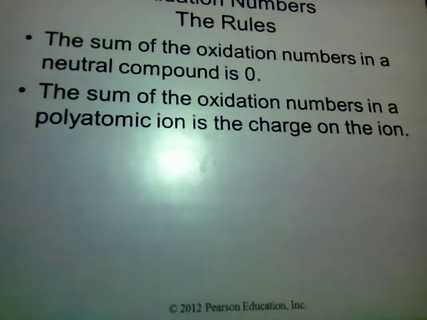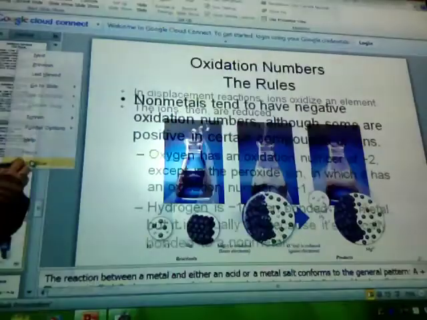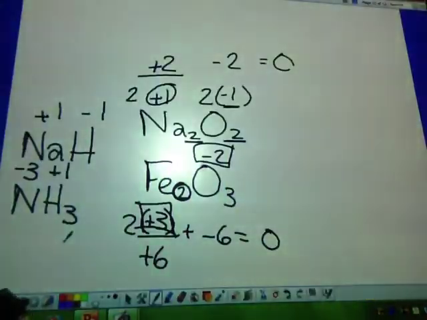In terms of oxidation numbers, the sum of the oxidation numbers in a neutral compound is 0. I always want to make my compound's overall charge 0 because compounds are neutral. The sum of the oxidation numbers in a polyatomic ion should be the charge on that ion. So we'll do an example with that as well. Let's go ahead and do some examples now.